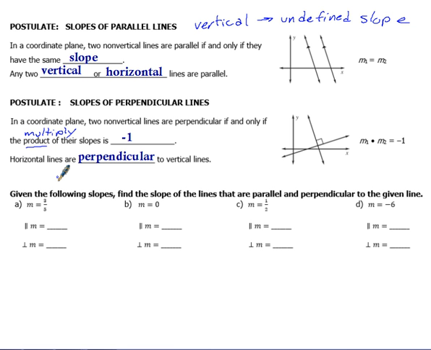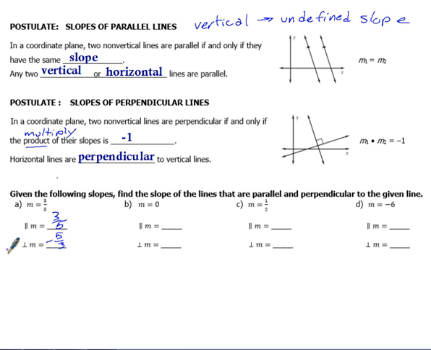So here's some quick examples of, given a slope, what would the slope parallel to it and perpendicular to it be? So my first example here, we have 3/5. So the slope that is parallel to that, parallel slopes are the same. So this would also be 3/5. Perpendicular slope, that's when we flip it and change the sign, opposite reciprocal. So when I flip 3/5 as a fraction, it becomes 5/3. And then I just change the sign. So it was positive, now it's negative.